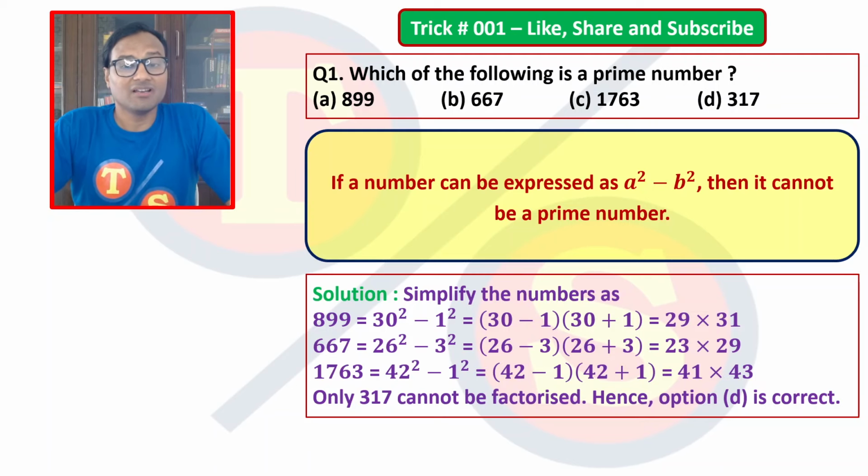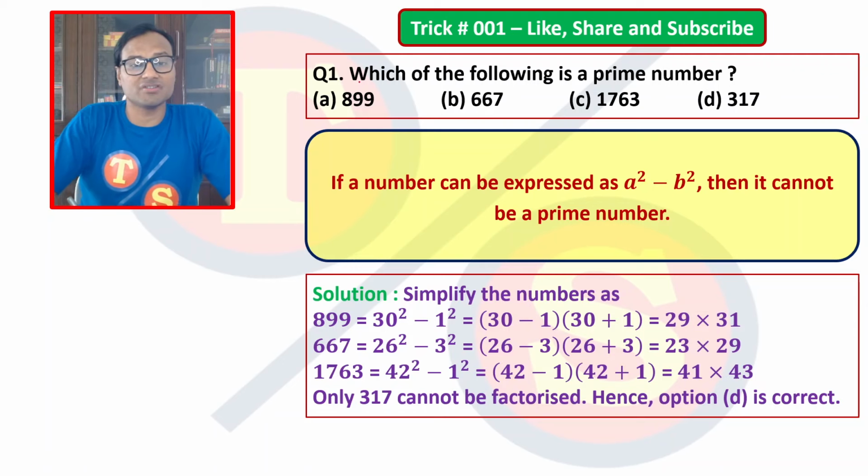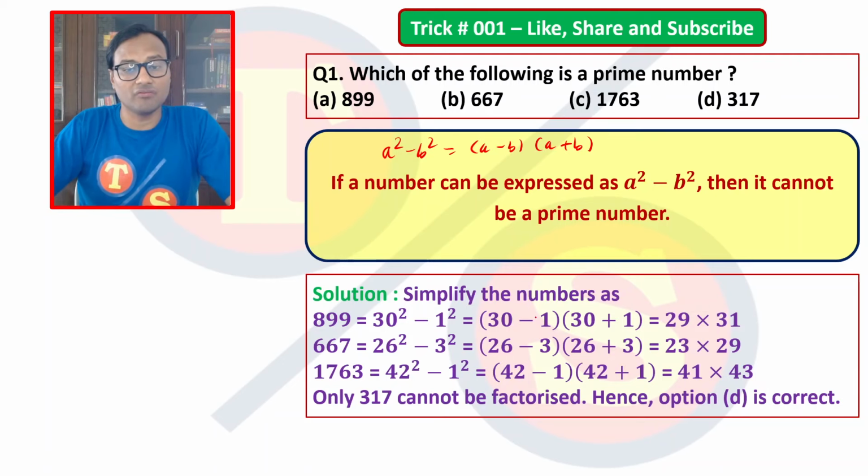We all know that a square minus b square is equal to a minus b into a plus b. So whenever we can represent any number in this form, we will always have its two factors. And if there is any factor of any number, other than unity and the number itself, then it cannot be a prime number. So 899 gets eliminated. In the same way, 667 can be written as 26 square minus 3 square, so it can also be eliminated. And then 1763 can be written as 42 square minus 1 square, so it can also be eliminated.